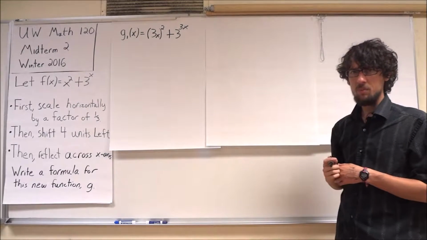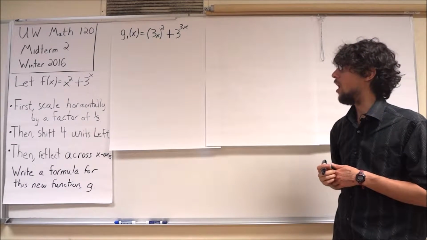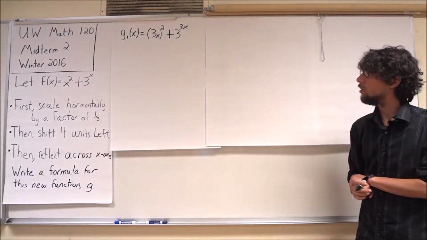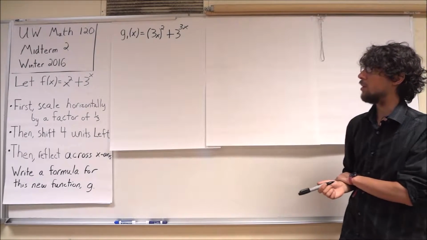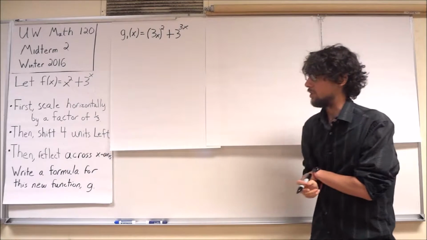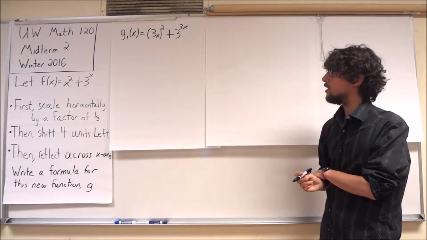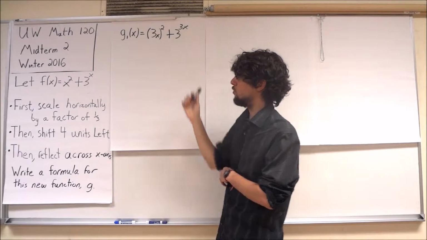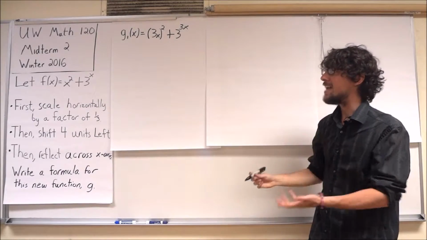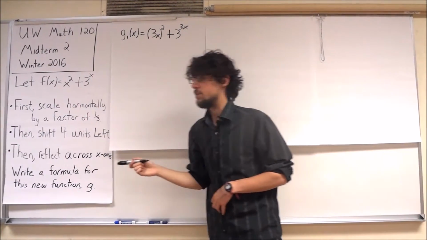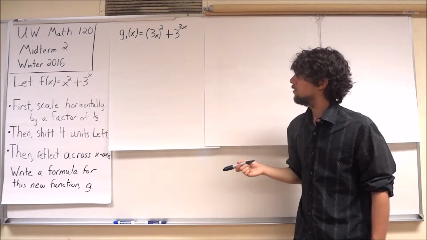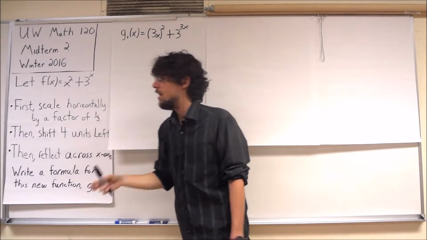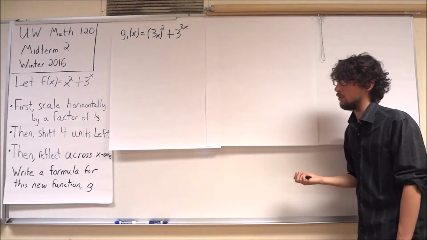Why does this scale by a factor of 1/3 and not, as you might think, by a factor of 3? Well, let's consider what happens if we plug in 1 to this new function here. If we plug in 1 to this new function here, we end up actually computing 3 squared plus 3 to the 3rd, which is as if we had plugged in 3 to this initial function here. So when we plug in 1 to this, it's as if we plugged in 3 to this, and that's exactly the type of scaling that we were looking for.